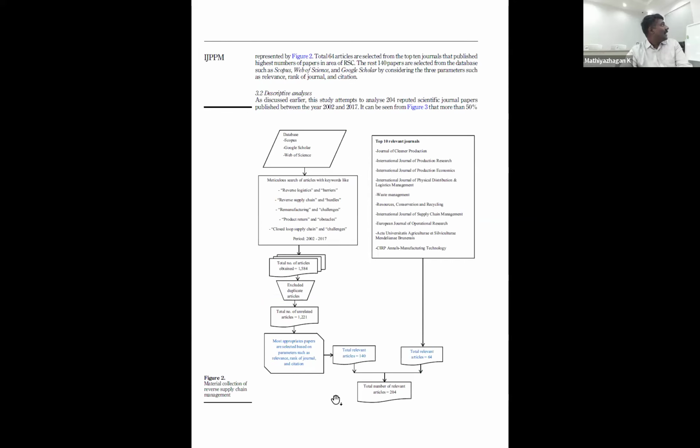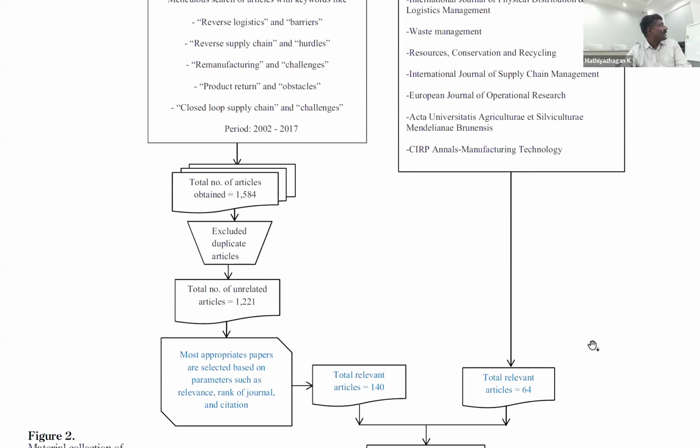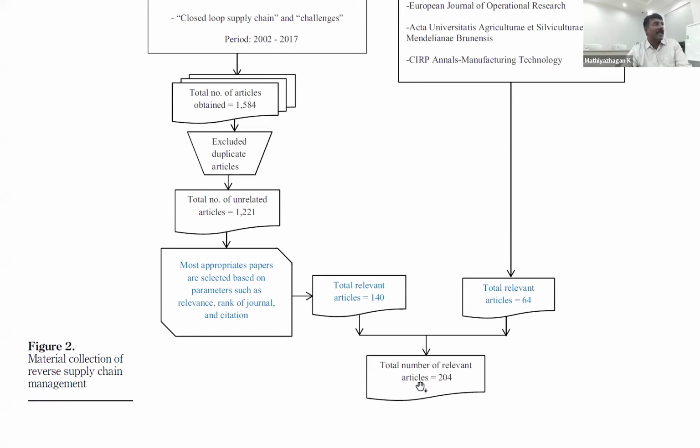See, this is how many papers? Already know that, how many papers? 204. This is a boundary. 204 is my boundary. Within the 204, what are the important information I have to extract? I have to extract everything. See here.